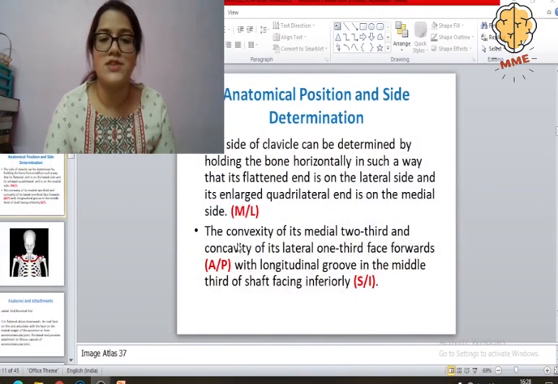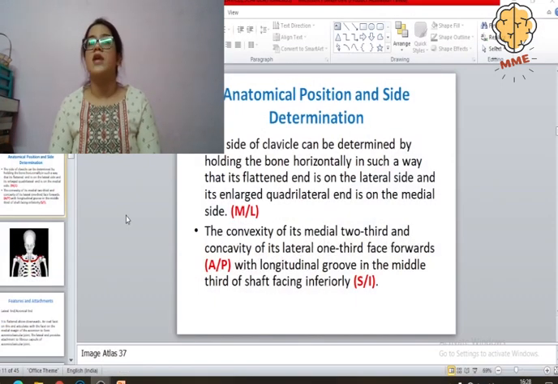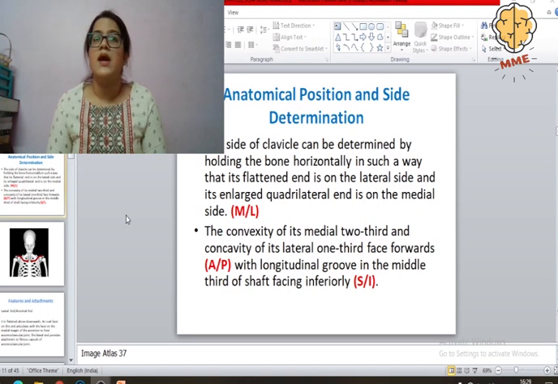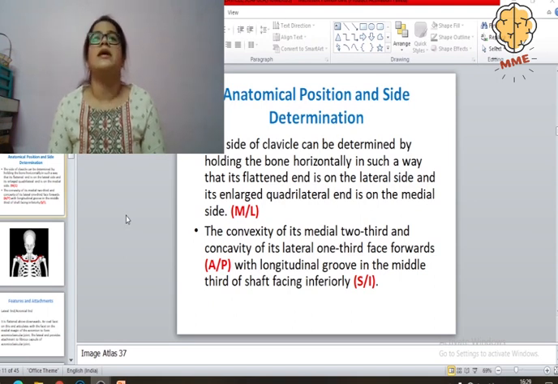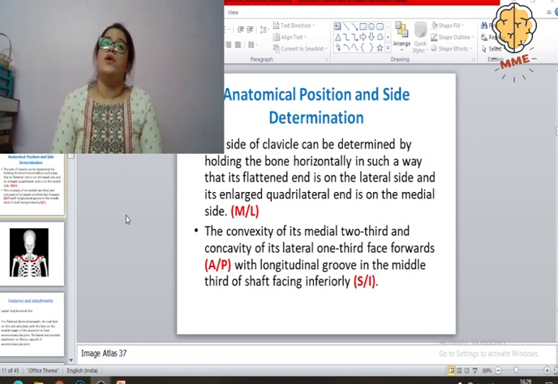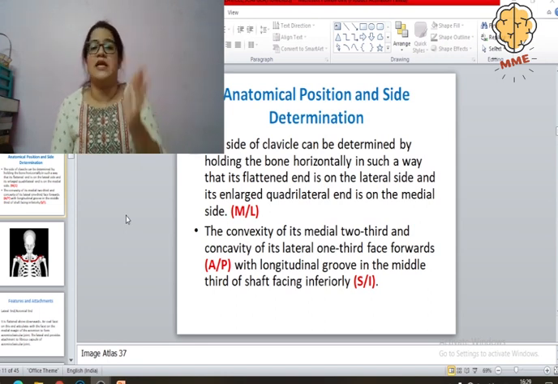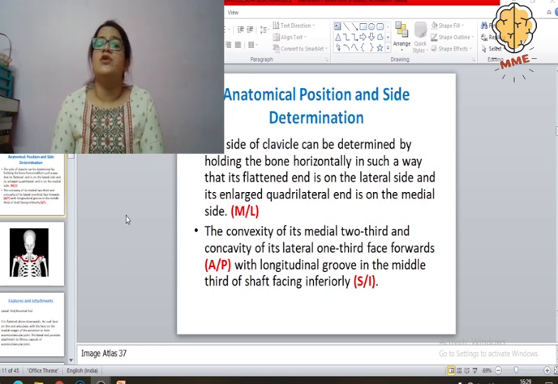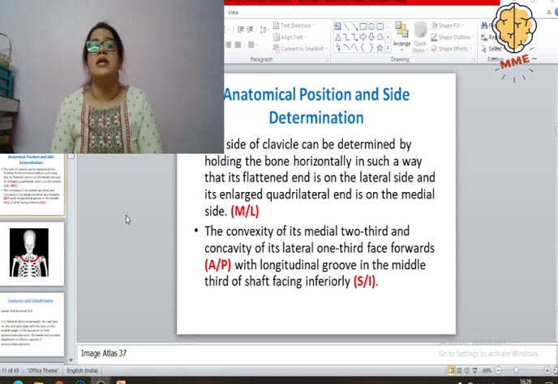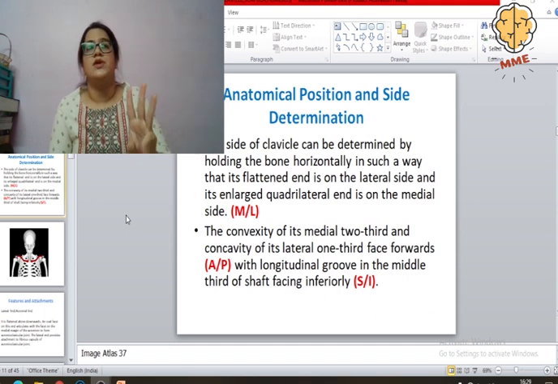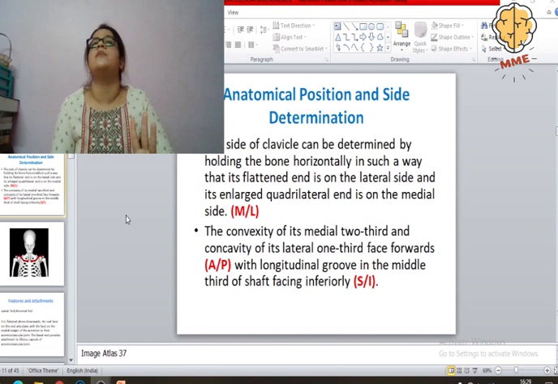Because this is the first question that the teachers will hit you with. They give you the bone and ask you to hold the bone in anatomical position and determine its side. If you can do that, they proceed with the questions. If you cannot, they simply hand you some other bone or ask you to walk away. That's why this is very important. So, the side of the clavicle can be determined by, we need 3 points to determine the side and the position of any bone. And what is that? Minimum 3 points are needed.